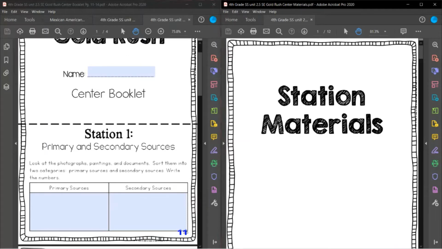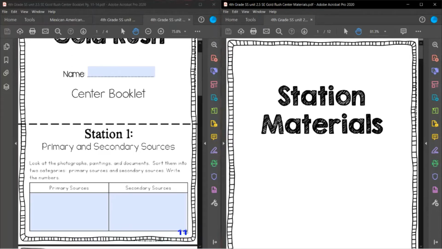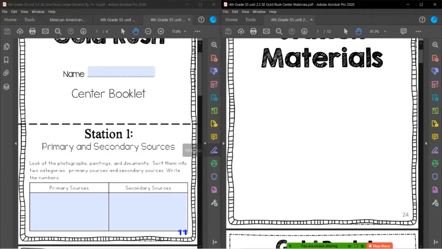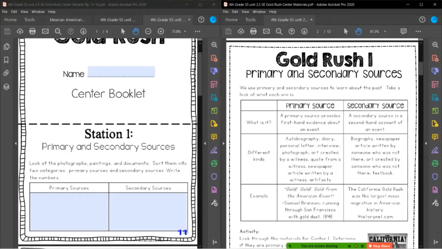Now, generally, if we were in class, this is something that you would do with a small group, but since we're all working remotely right now, each person is going to be doing it independently. So for station 1, we're looking at primary and secondary sources. The instructions say, look at the photographs, paintings, and documents, sort them into two categories, primary sources and secondary sources, then write the numbers.